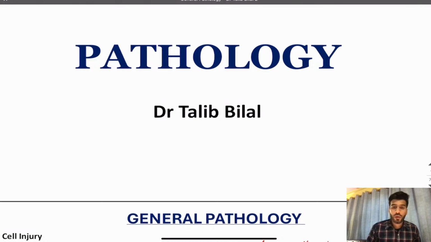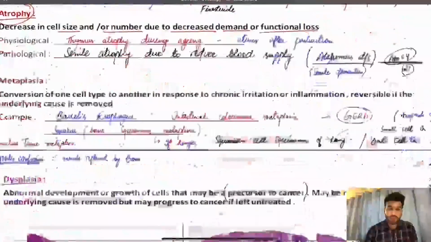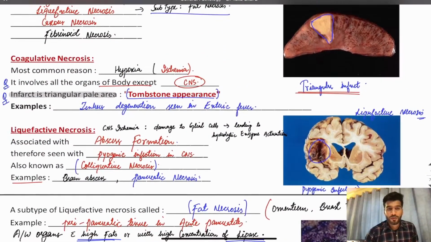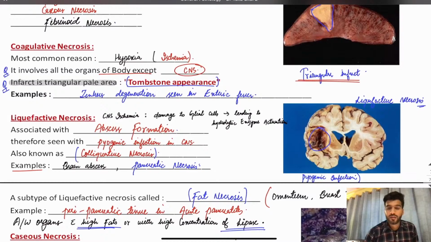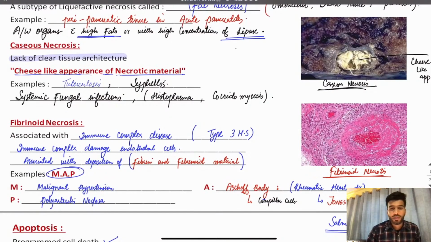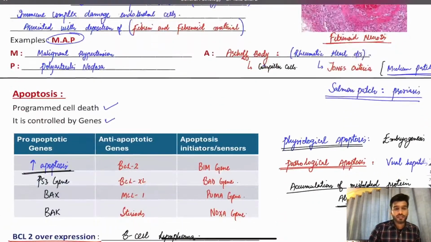In part 1, first of all, we studied cell injury, the different reasons for cell injury, and followed by that the outcomes. Then we learned about adaptations: hypertrophy, hyperplasia, atrophy, metaplasia, and dysplasia. Further, the main part where questions can be expected is the types of necrosis. Tombstone appearance is seen in coagulative necrosis, cheese-like appearance in caseous necrosis, and fibrinoid material deposition is seen in fibrinoid necrosis. The classical examples are malignant hypertension, rheumatic heart disease, and polyarteritis nodosa.